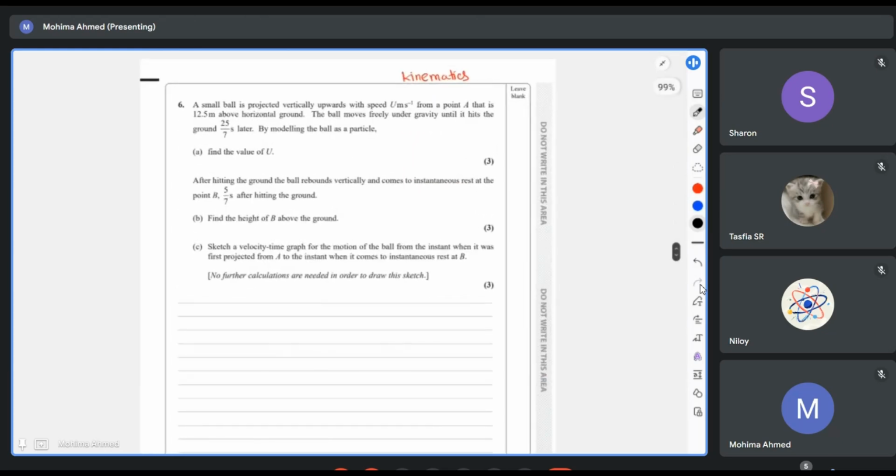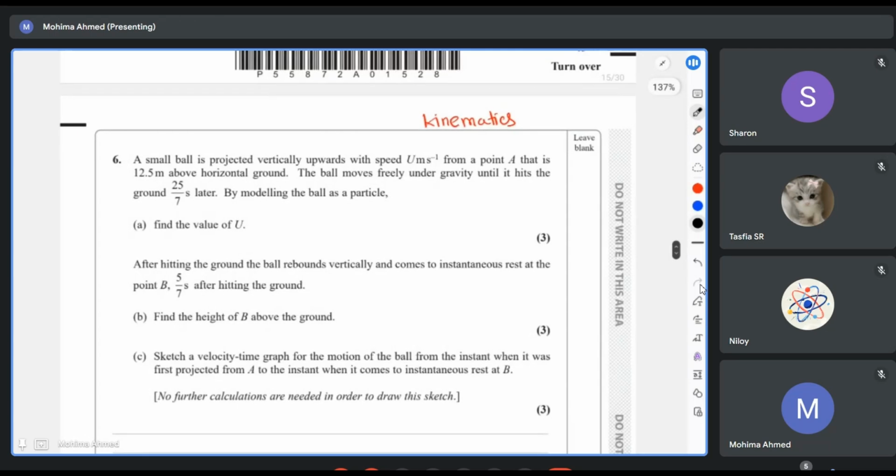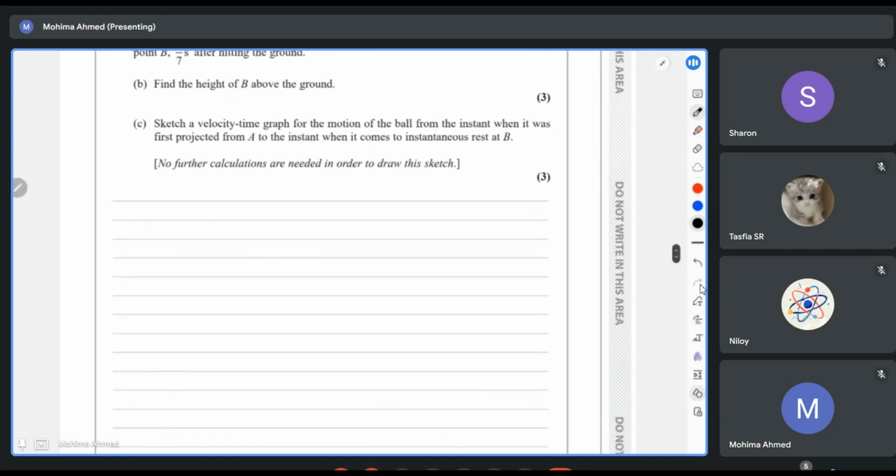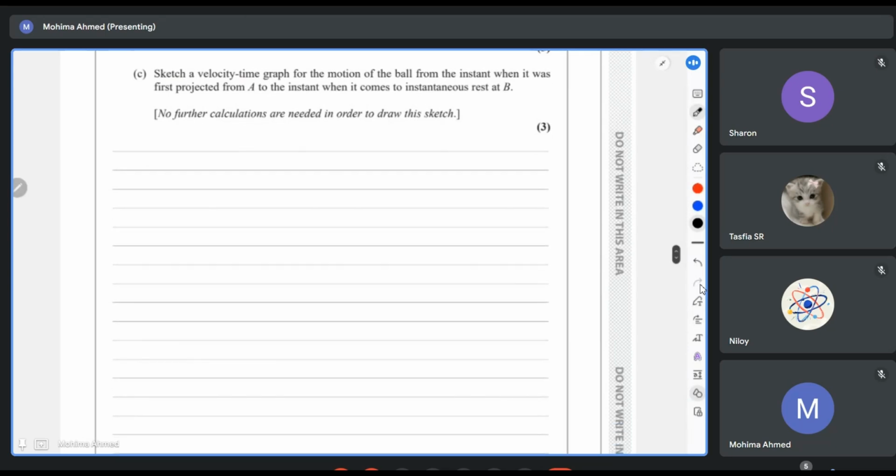This is kinematics chapter 2. So we'll start. A small ball is projected vertically upward with speed capital U from a point A that is 12.5 meters above the horizontal ground. The ball moves freely under gravity until it hits the ground this many seconds later. By modeling the ball as a particle, we need to find the value for that initial velocity. Now over here, we have to draw a visual representation of the scenario, right? I would always suggest that you draw the scenario and then move on with the maths.